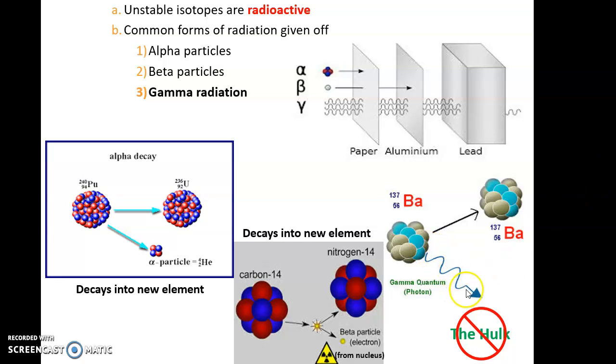And it's worth noting that gamma radiation will not turn someone into the Hulk. No, instead it will just cause mutations to their DNA and eventually kill them. And since this is just energy, gamma radiation requires a thick chunk of lead to block it.